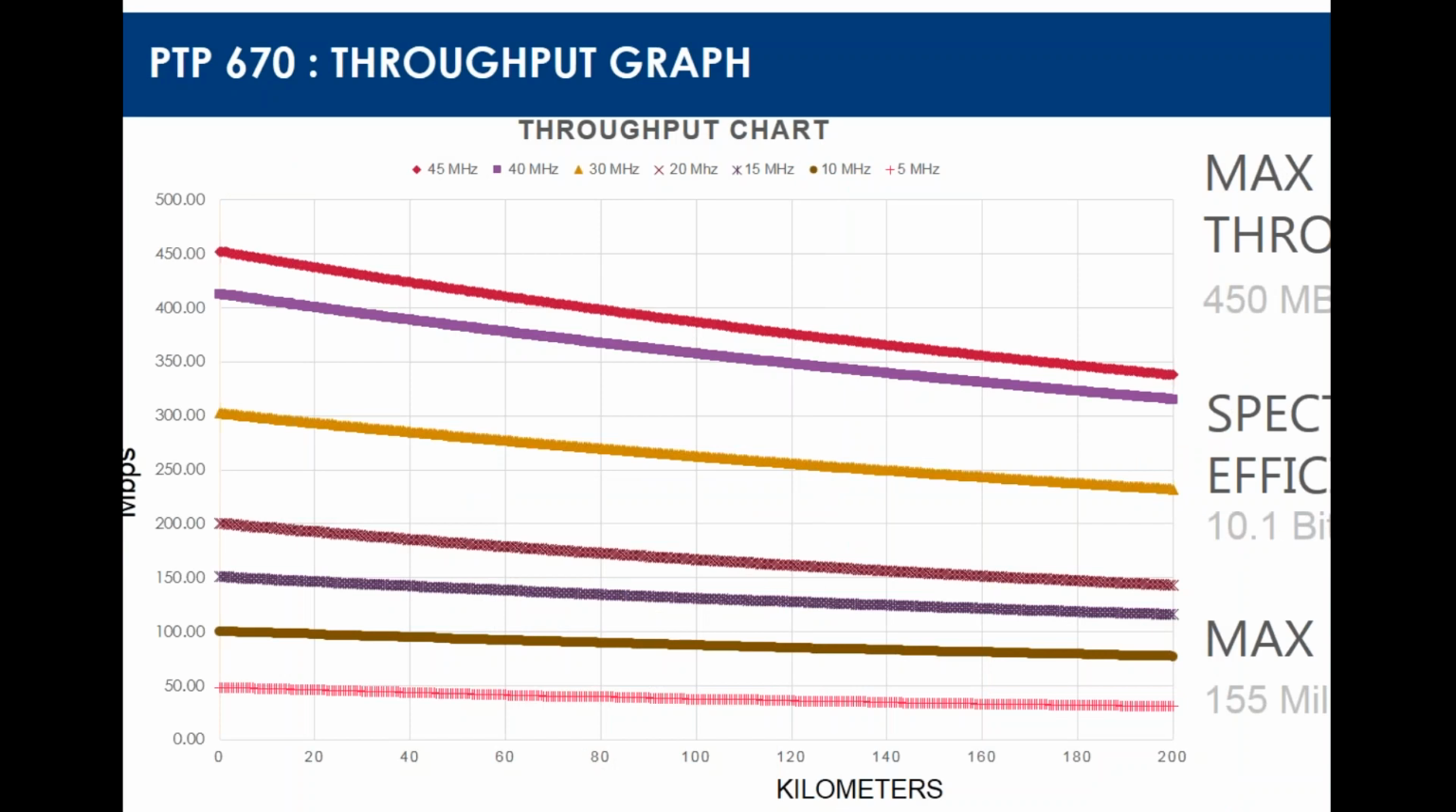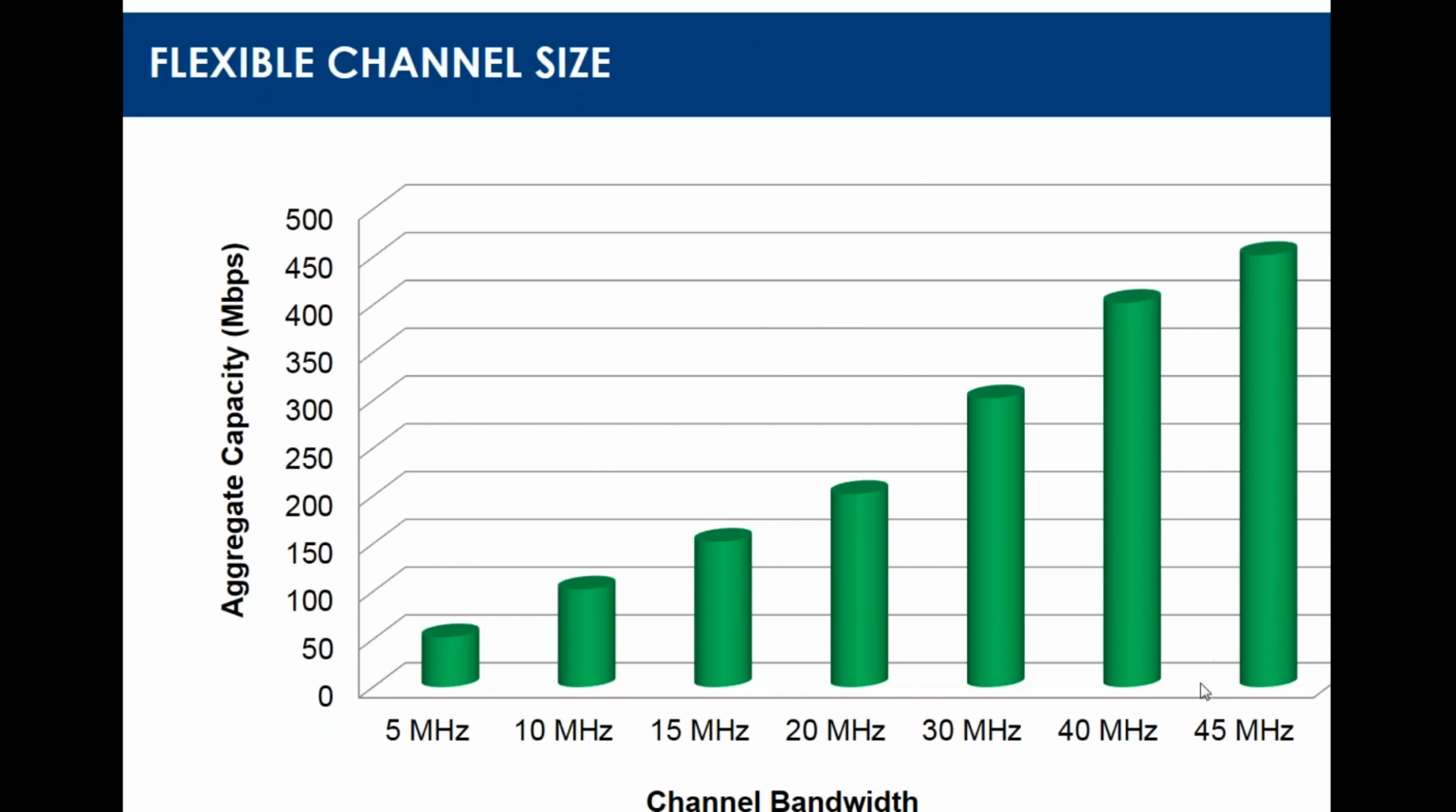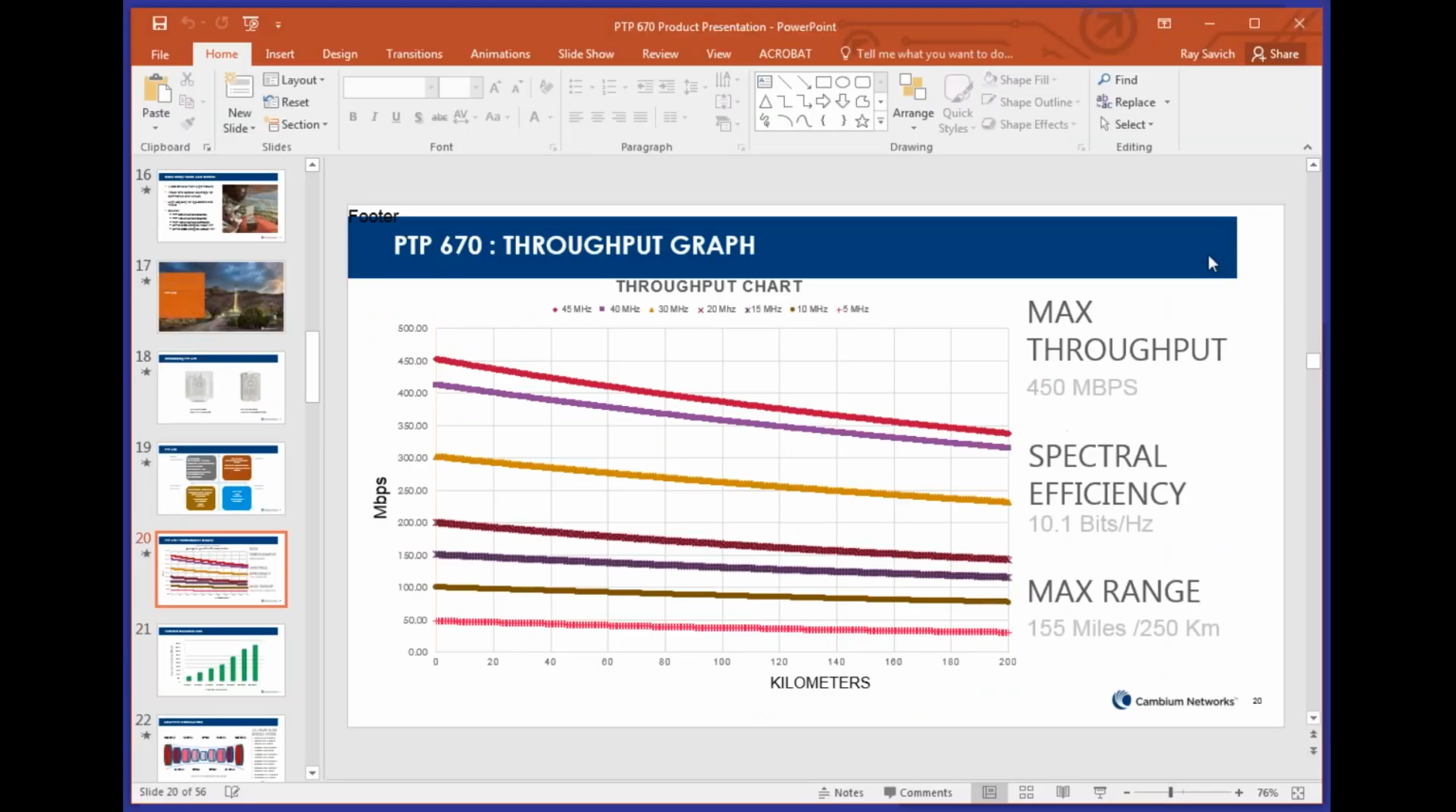This shows the typical graph chart of the PTP 670. It maps out all the channel frequencies and channel bandwidths that we have versus distance. Over here, we have measured it in kilometers instead of miles. The max throughput is 450 Mbps. Spectral efficiency is just over 10 bits per hertz, and the maximum range that we can get to with reliable connectivity is 155 miles.